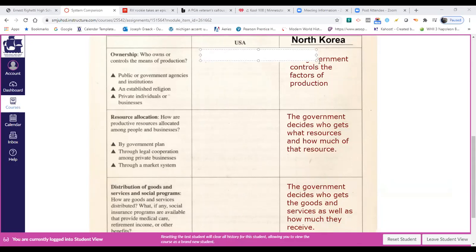So in group 1, when we talk about the United States of America, in terms of ownership, who controls the means of production, the factors of production in America? The people. Very good. The people and the businesses really control or own the factors of production. You spelled own wrong. I did. Thank you.